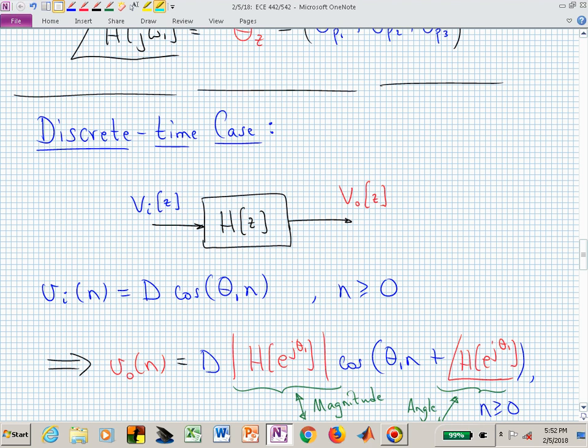And if that's the case, and we excite this system with a sinusoidal input, a cosine or a sine, at a given frequency, here I'm calling that frequency theta 1. Theta 1 has units of radians per sample. If this came from a sampled continuous time system, theta 1 would be omega times the sample period, capital T. But I could have a generic discrete time system where it's not coming from a sampled continuous time system, and I'm just given theta sub 1.